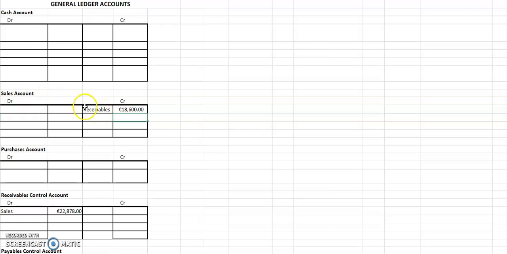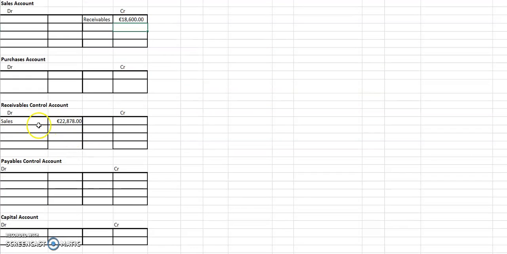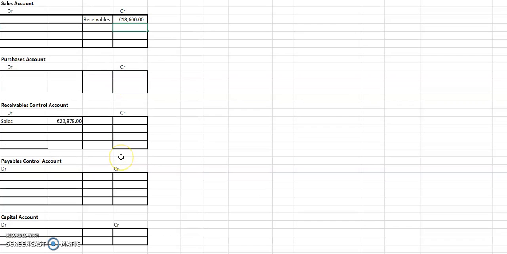So you notice here we call it receivables. So it's kind of the opposite. We're dealing with the receivables, and if you look at the receivables where we started off, we called it sales. So here in the sales account you call it receivables, and in the VAT account you call it sales.